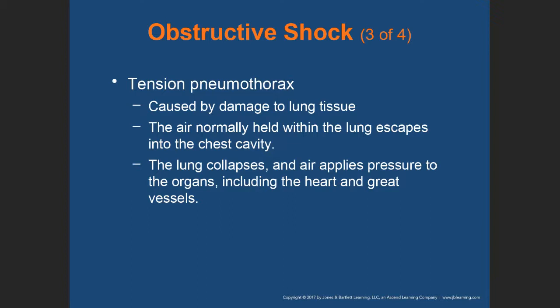Tension pneumothorax caused by damage to lung tissue. The air normally held within the lung escapes into the chest cavity. The lung collapses and air starts to apply pressure to the organs inside, including the heart and great vessels. Once the air starts to create pressure on the heart, we now have a tension pneumothorax. This is a life-threatening emergency.